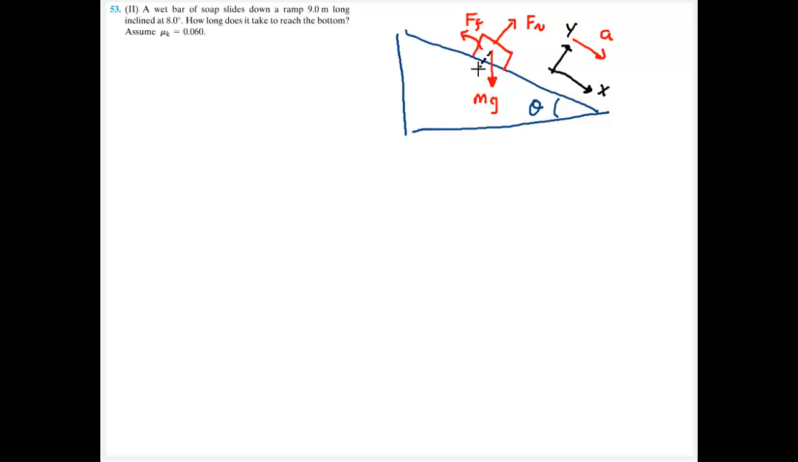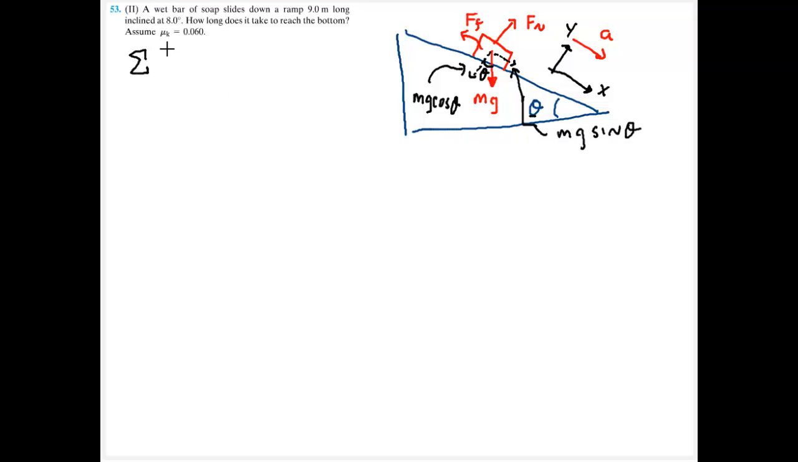So what I want to do is take my weight and break that into its two components, the weight in the x and the weight in the y direction. So we know from trigonometry that this angle right there is going to be the same as that angle right there. So my weight in the y direction, that's going to be the adjacent side of that triangle. That's going to be the mass times the gravity multiplied by the cosine of that angle. The weight component in the x direction is going to be the mass times the gravity times the sine of that angle.